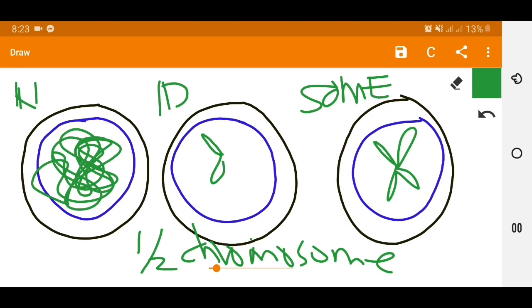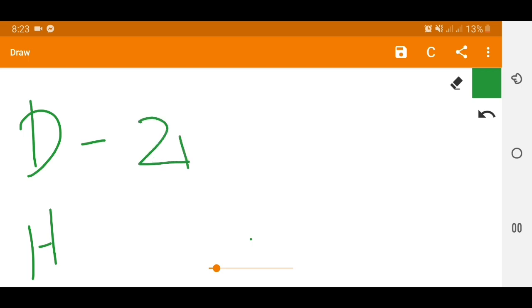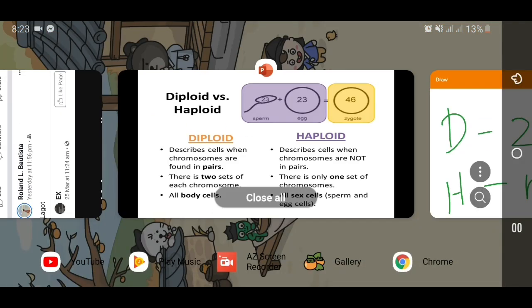Okay, and then aside from that, diploid and haploid are represented like this. So for diploid, it's represented by 2N. And then for haploid, it's represented by N. So in order for you to have a diploid state, all you have to do is multiply the haploid stage by 2.